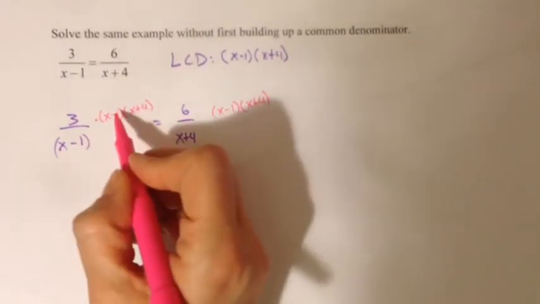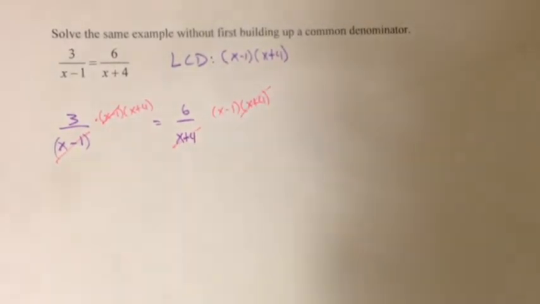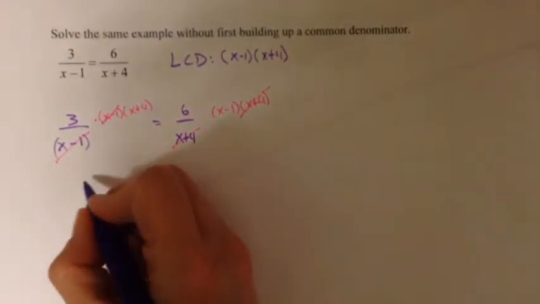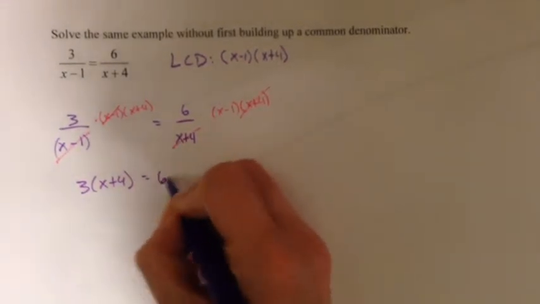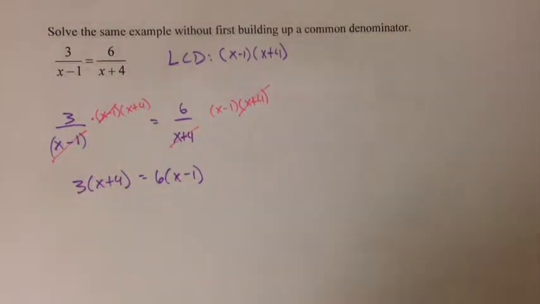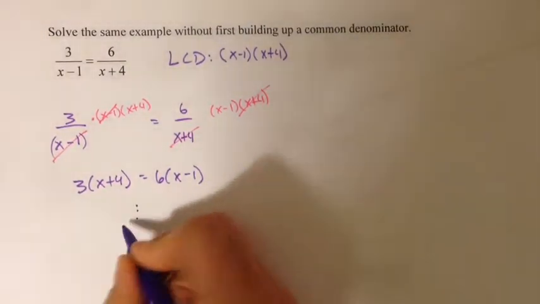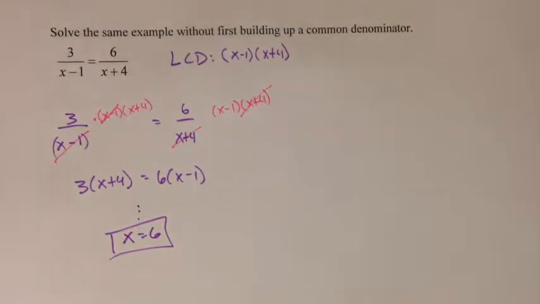Notice that on my left side, the x minus 1's cancel, and on my right side, the x plus 4's cancel. Now I'm left with 3 times x plus 4 equals 6 times x minus 1. Notice that this is the same equation that we ended up with last time, and if we went through the steps of solving it, we would still get x equals 6. Both of these methods are perfectly good for clearing the fraction.